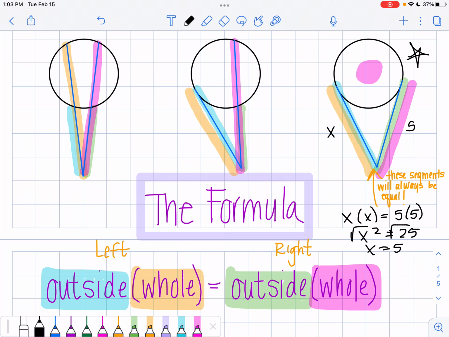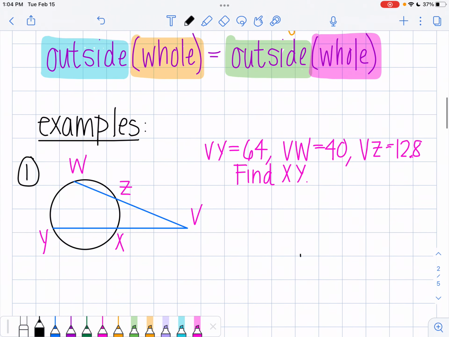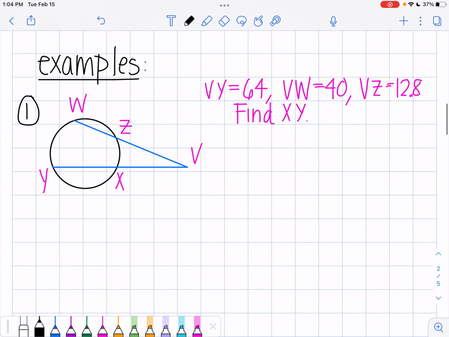So I have three examples for you. I have two like this middle guy, and one like this. The middle one has an easy version and a hard version, and I wanted to give you an example of both. So we're going to start with the one on the left. So here's my first example.